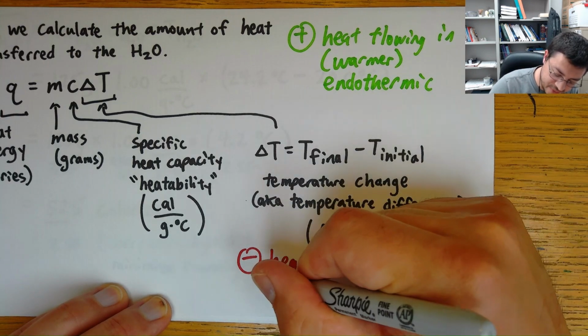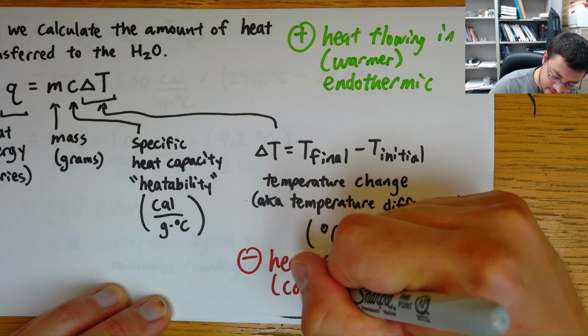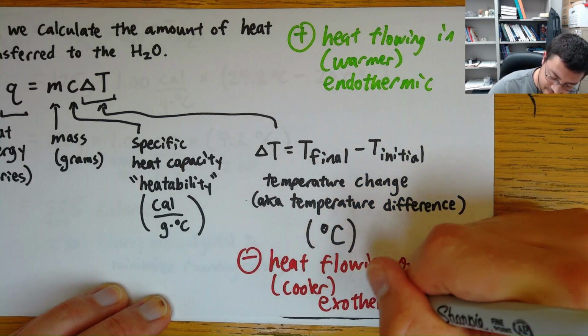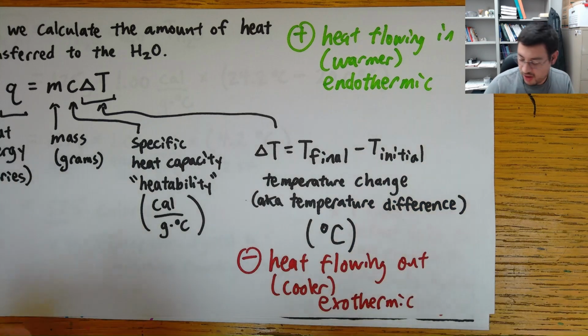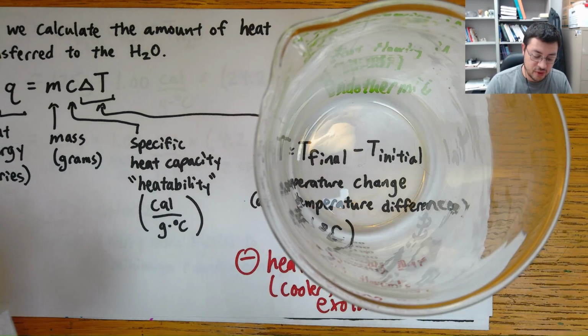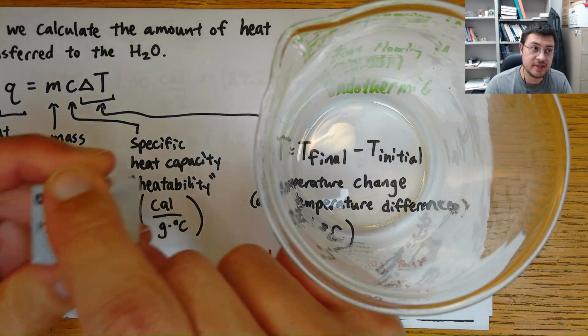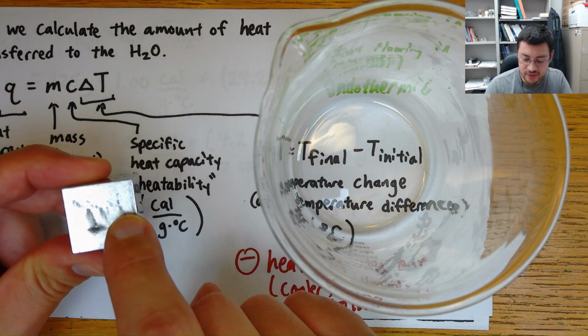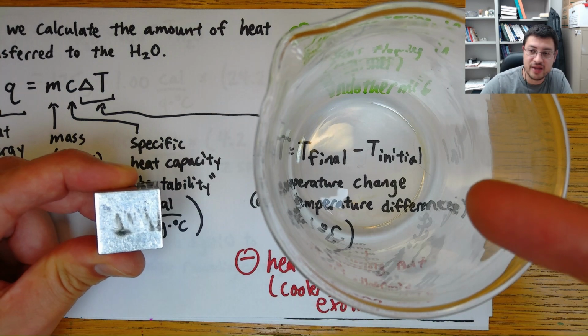So your object would be getting cooler, and we would call that exothermic. All right, and you always have one with the other. So the heat released by this block is going to be equal to the amount of heat absorbed by the water.